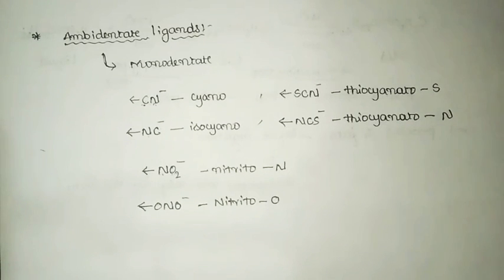So that's all about the classification of ligands, and in the next video we shall try to learn about the concepts of coordination number, identification of charge on the complex ion, as well as determination of the oxidation state of the central metal ion present in a given coordination sphere.